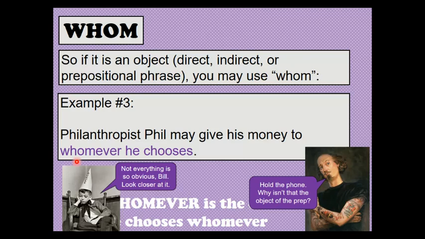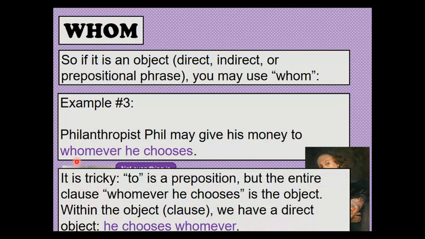And it took us a while to get to this point to understand why we're using the word whom for this reason. So let's see if I can walk you through it. It's kind of tricky. Think about it in terms of a diagram. That word to is a preposition, and it's looking for an object. So he gives his money to Bill. Philanthropist Phil may give his money to me, put in a word there.